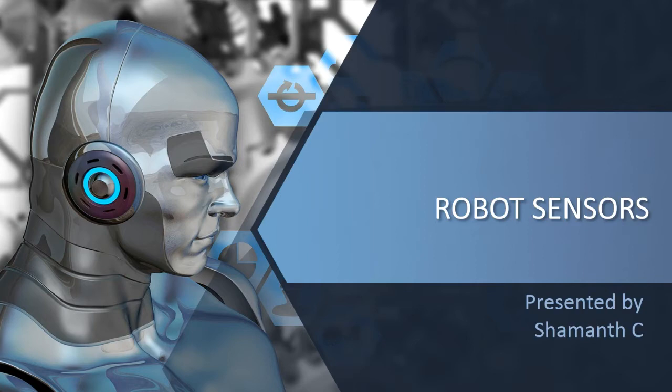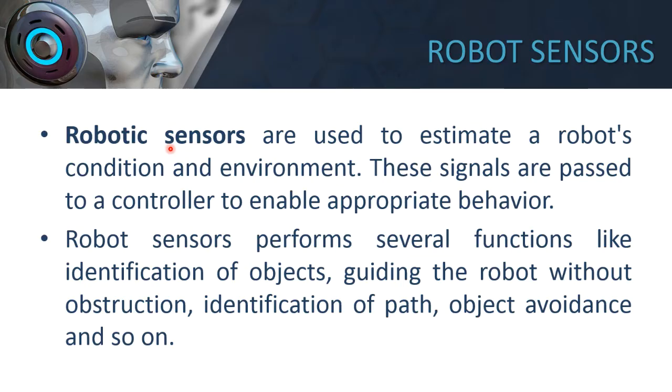Let's begin the lecture. So what are robotic sensors? Robotic sensors are used to estimate a robot's condition and environment. Robotic sensors are something like your eyes. If you want to see the environment, how exactly it is, you use your eyes and then you sense what type of environment it is. If you have to pick an object, the information goes to your brain saying how far the object is. So these signals are passed to a controller to enable appropriate behavior.